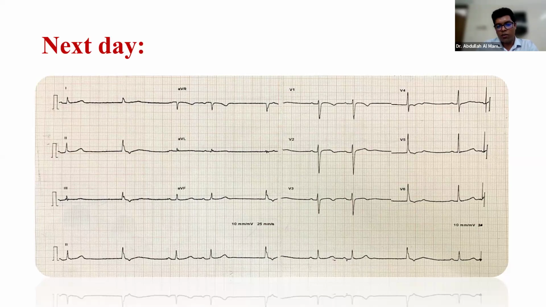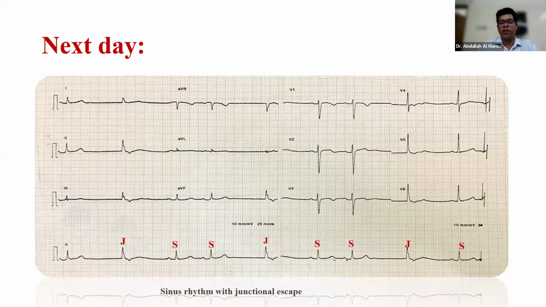That finding was similar to the previous one. That also showed sinus complexes interpreted with junctional escape beats. So this ECG also shows sinus rhythm with junctional escape beats. So considering the clinical symptoms of the patient and the ECG findings, we should suspect sick sinus syndrome in this case.